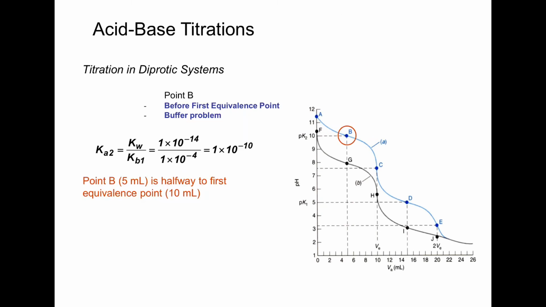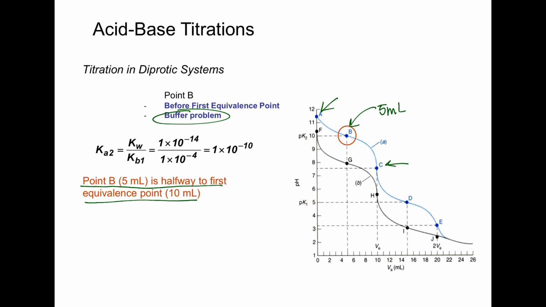All right, now we are at point B, which is where we've added 5 milliliters. That is still a buffer problem, and even though we can use Henderson-Hasselbalch, it's also special in that it is halfway in between the initial and our first equivalence point. So point B just happens to be halfway in between, and that's a special point.